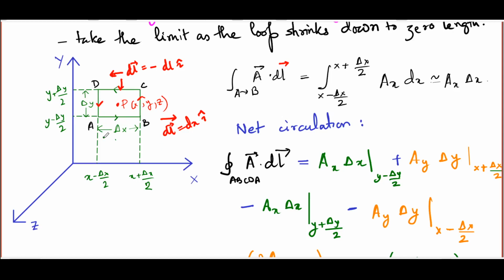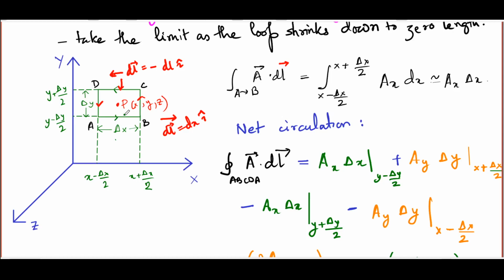Now, in order to calculate this line integral, what we need to do is calculate the integral from A to B first, then from B to C, and so on. Let's talk about the part from A to B. Here, of course, when you're doing A dot dl, dl vector for this part is just dx times i hat. x is the only thing which is changing, and of course, the displacement is in the x direction, so in the direction of the unit vector i.